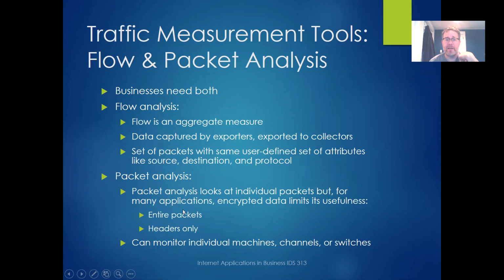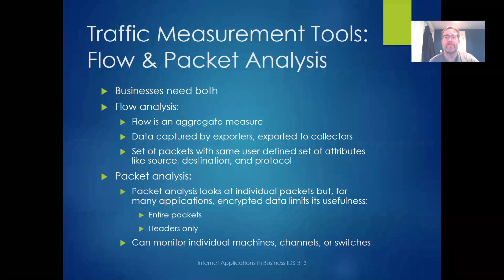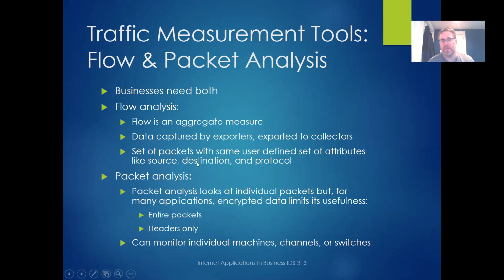You can look inside the data to do what's called deep packet inspection, or you can look at just the headers to see, here's a set of packets from, again, the same source, from the same destination. All that information that's in the header, you can look at. Packet analysis allows you to do things that aren't strictly flow related. So you can monitor individual machines, individual channels, individual switches. Flow analysis is a particular set of related packets, but packet analysis allows a more fine-grained analysis.